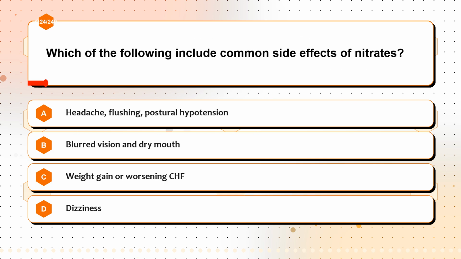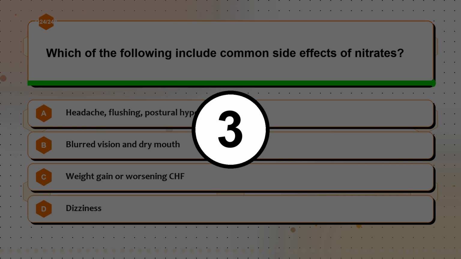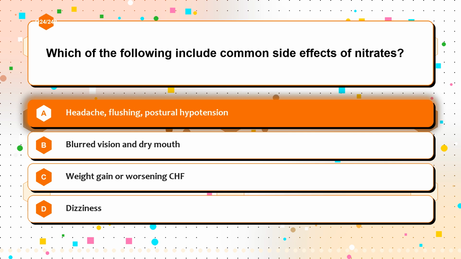Question 24. Which of the following include common side effects of nitrates? Here are the options. Option A, headache, flushing, postural hypotension. Option B, blurred vision and dry mouth. Option C, weight gain or worsening CHF. Option D, dizziness. The correct answer is option A, headache, flushing, postural hypotension.